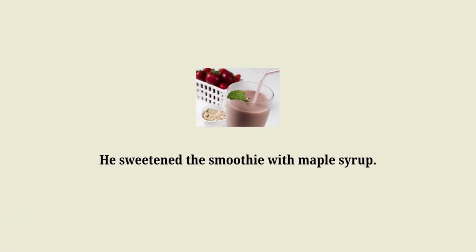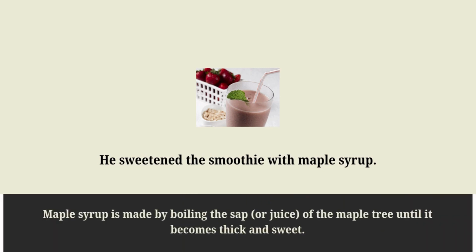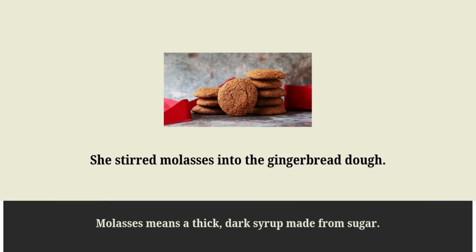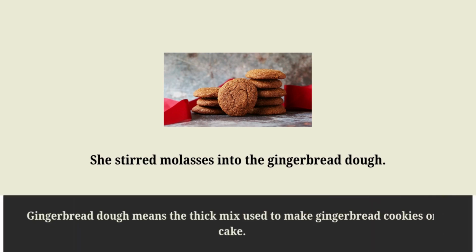He sweetened the smoothie with maple syrup. Maple syrup is made by boiling the sap, or juice, of the maple tree until it becomes thick and sweet. She stirred molasses into the gingerbread dough. Molasses means a thick, dark syrup made from sugar. And gingerbread dough means the thick mix used to make gingerbread cookies or cake.